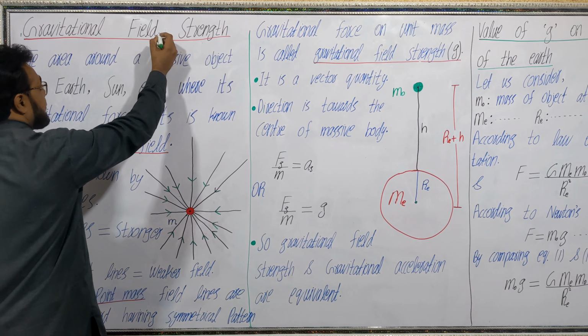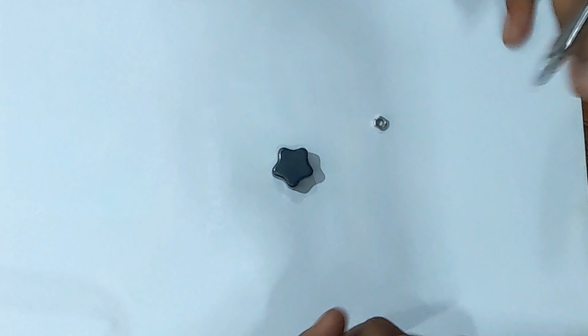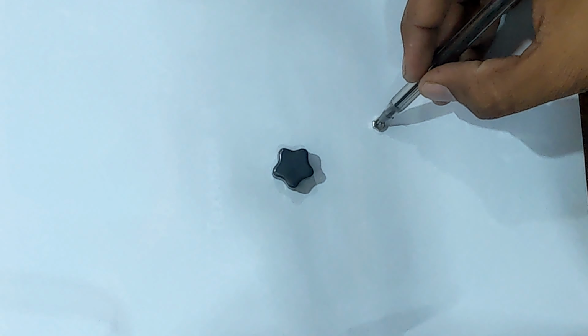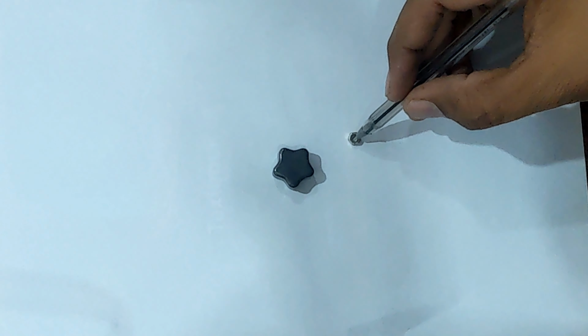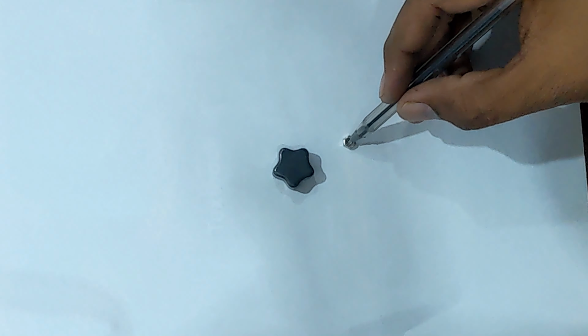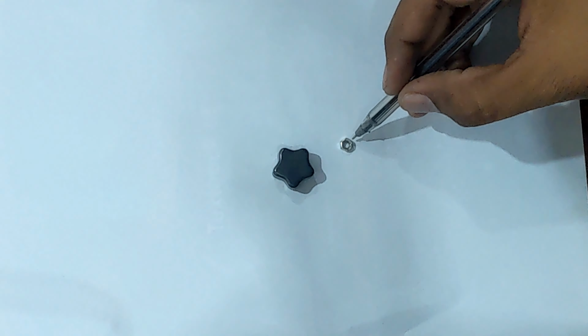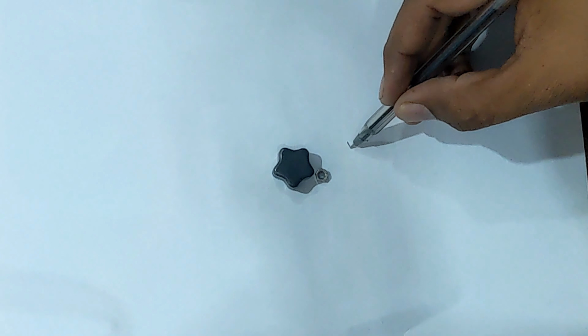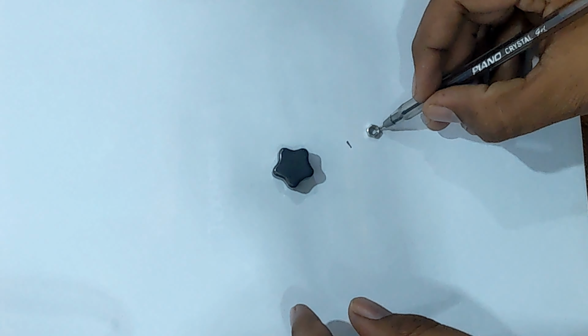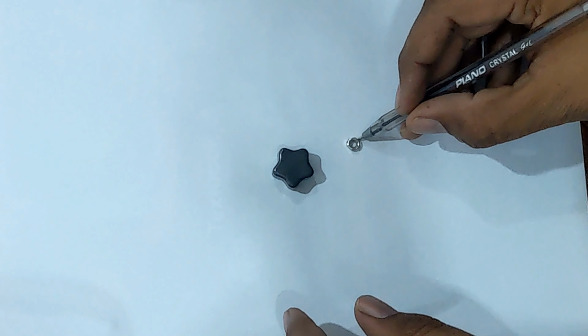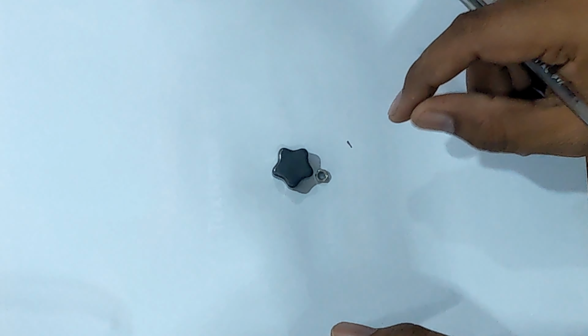Here we have a magnet and a piece of iron. If I place this piece of iron here, no magnetic force acts. If I move it a little bit closer, still no force, more closer, no force, no force here. Here force started to act.